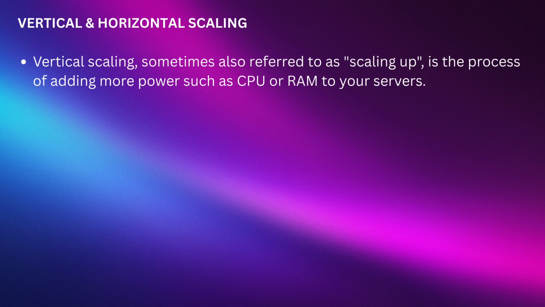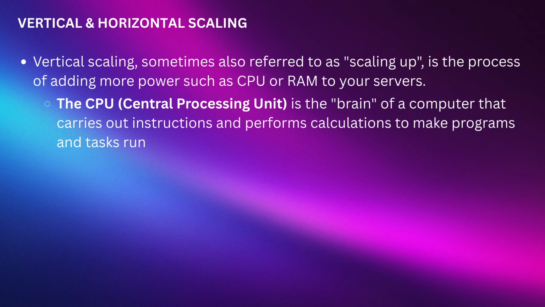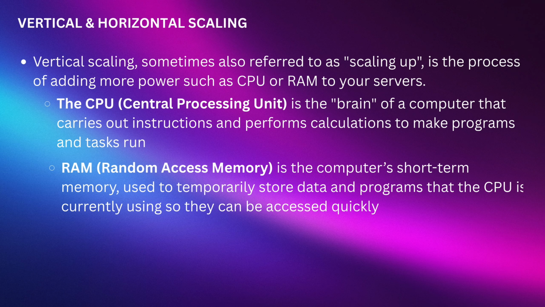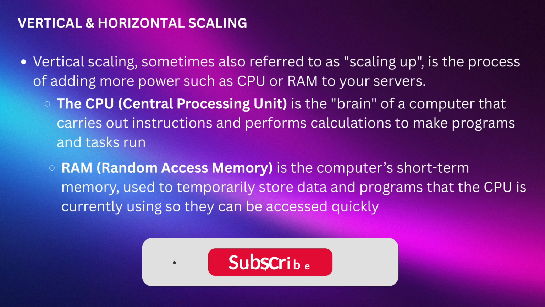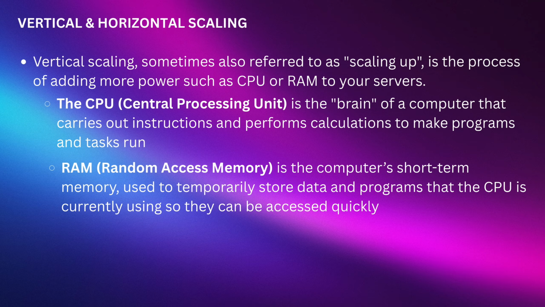Vertical scaling, sometimes also referred to as scaling up, is the process of adding more power, such as CPU or RAM, to your servers. The CPU, also known as Central Processing Unit, is the brain of a computer that carries out instructions and performs calculations to make programs and tasks run. RAM, which is random access memory, is the computer's short-term memory used to temporarily store data and programs that the CPU is currently using so they can be accessed quickly.